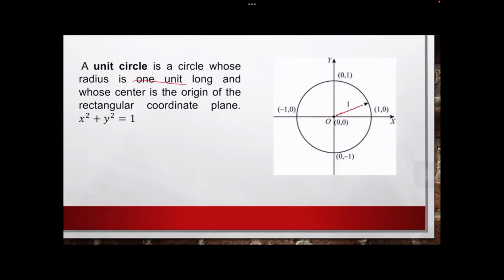The formula that we have to use is x squared plus y squared is equal to 1, to determine whether those points are on the unit circle. When we say on the unit circle, it is inside. Otherwise, if not, it is outside and no longer part of the circle.